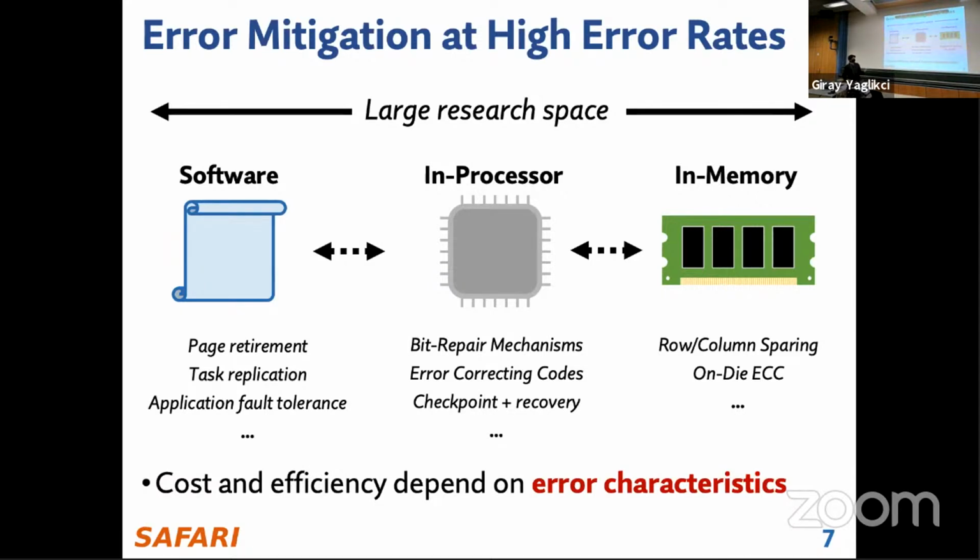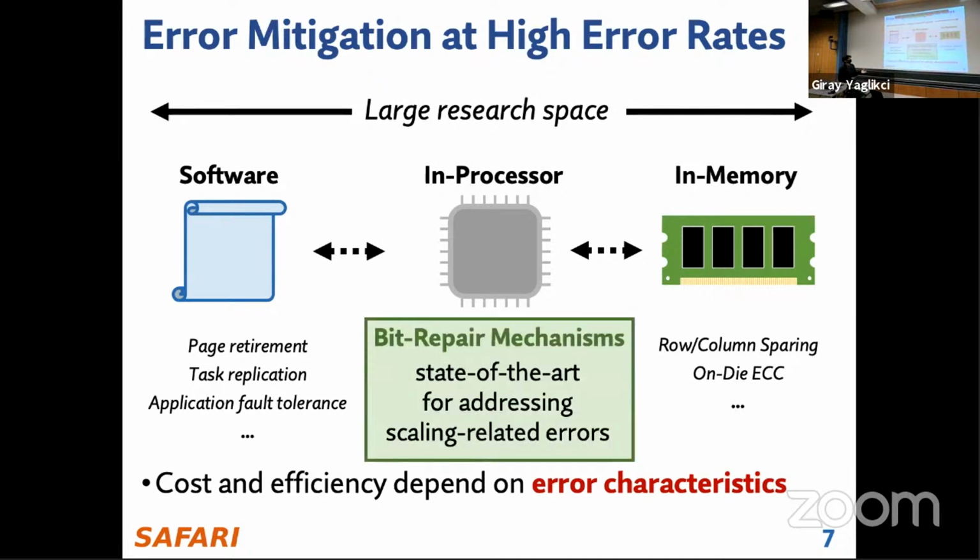So if we're dealing with single bit errors, perhaps something like an error correcting code is more appropriate. But if the error model looks different, then you might choose something else. But yeah, in this work, we're going to focus on these bit repair mechanisms because we're addressing these single bit, uniform randomly occurring errors that are related to technology scaling.